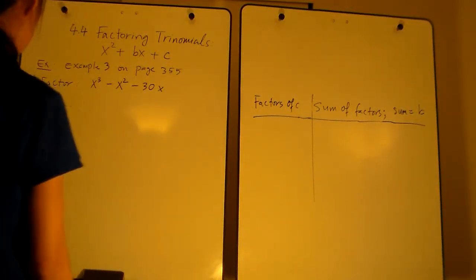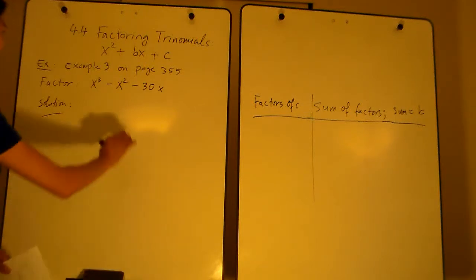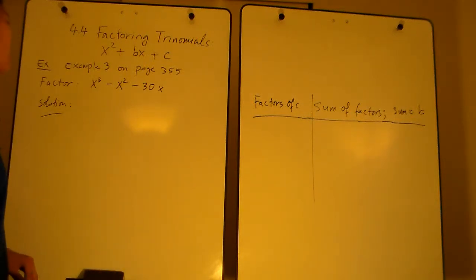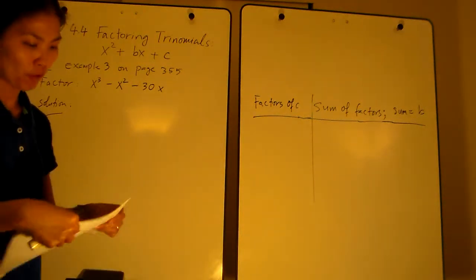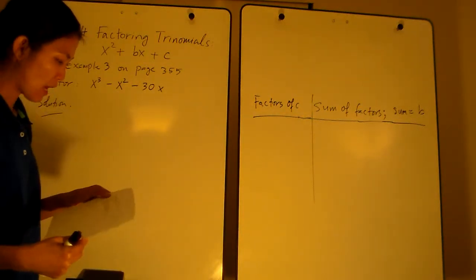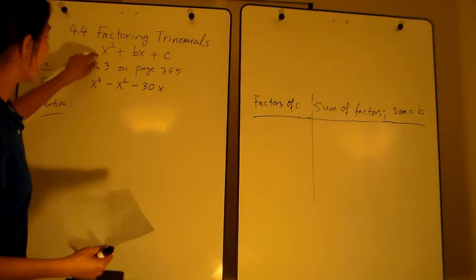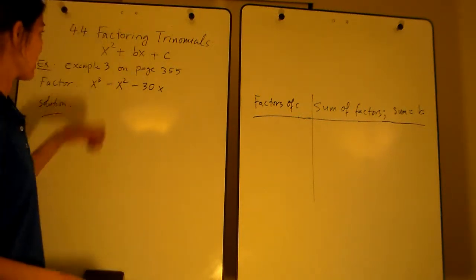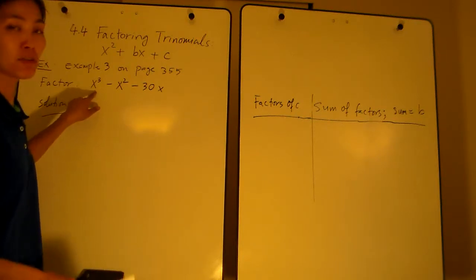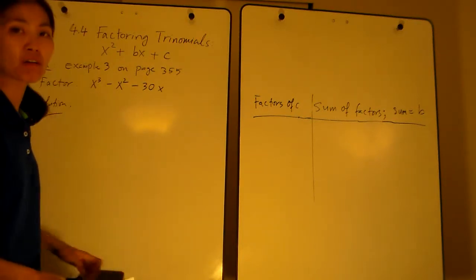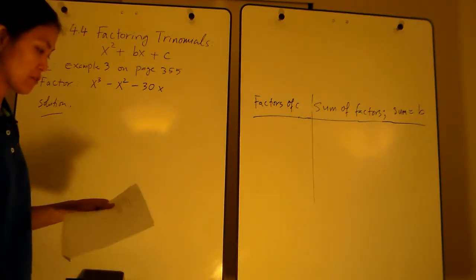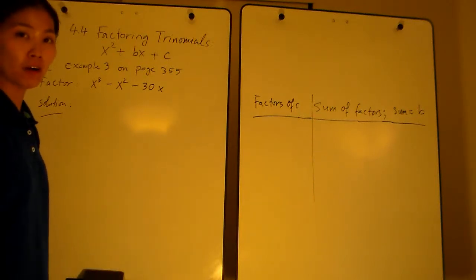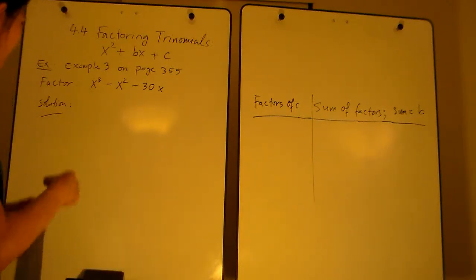Example 3 on page 355. Factor x to the third minus x squared minus 30x. What we learned so far is to factor the trinomial in the form x squared, where the highest power is x squared, plus bx plus c. For this case, x to the third power is not x squared, so we cannot use the method we've been learning to factor.